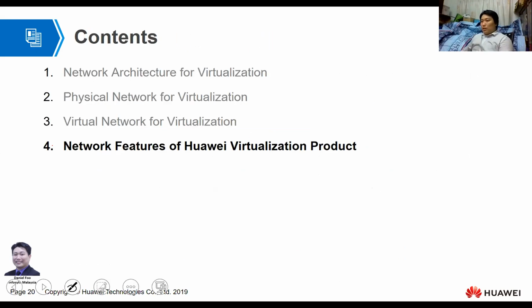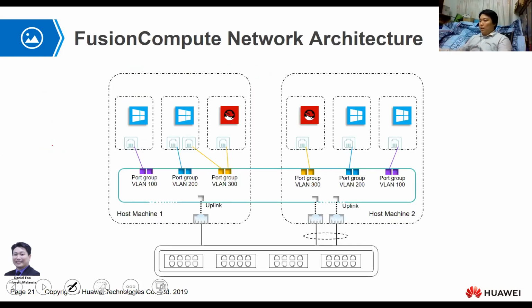Okay, so those are the concepts for physical and virtual. Then lastly, we will talk about the network features of the Huawei Fusion Compute virtualization platform. So in Huawei, what do they actually provide? It has a network connection. So you will see here, over here, we'll say this is your DVS. It's a stack switch, I will say.